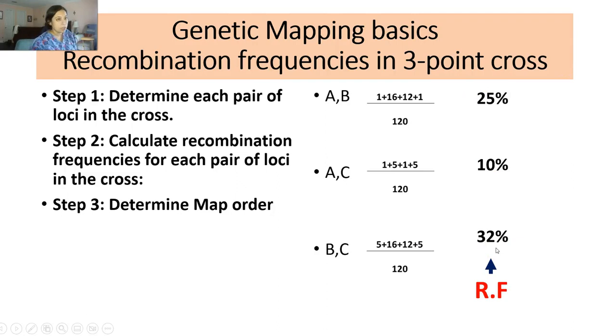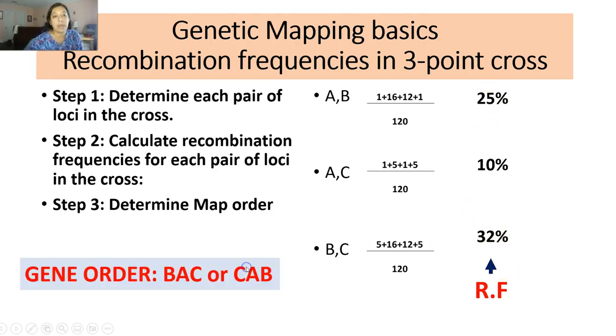This is not taking into account double recombinants though, so this would be marked wrong or partially wrong if that was the answer that you would get. However, this is enough to give you the gene map order.